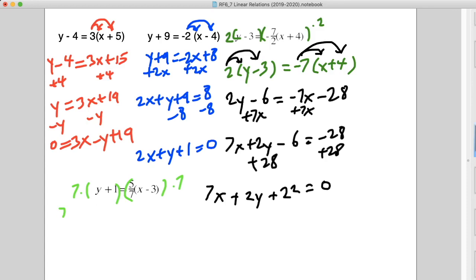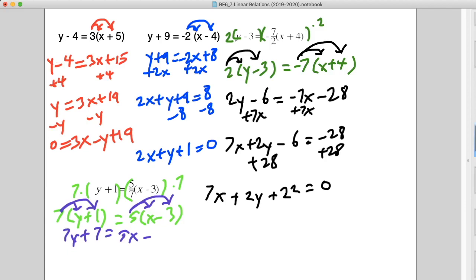7 times y plus 1 is equal to 5 times x minus 3. So we're going to go ahead and distribute everything here. So 7 times y, 7 times 1, 5 times x, and 5 times negative 3. So 7y plus 7 is equal to 5x minus 15.